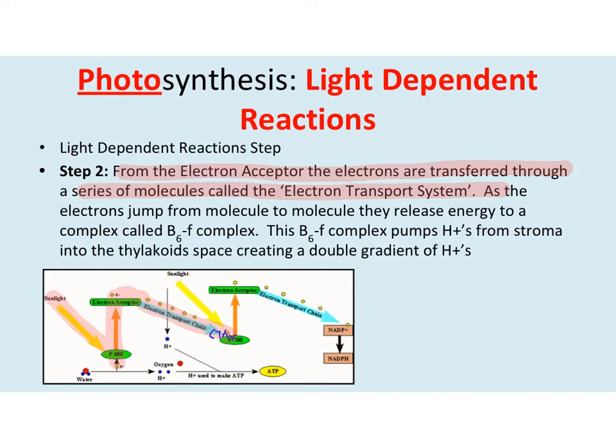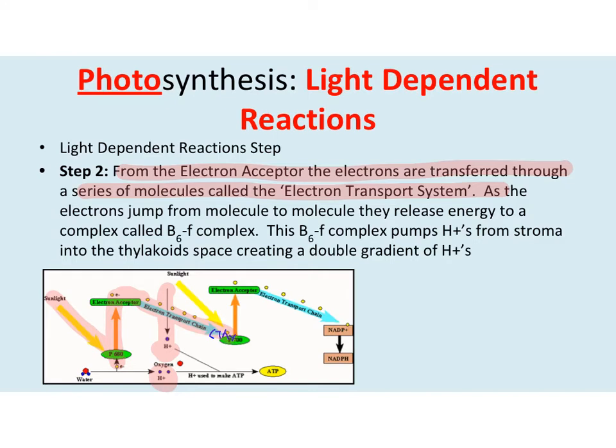How it's going to release it is by pumping H pluses into the thylakoid space. There was already H pluses there from when we split water, but now we're going to pump even more in there. This is very similar to secondary active transport that we talked about. We're going to create a really high H plus area, really concentrated with H plus.